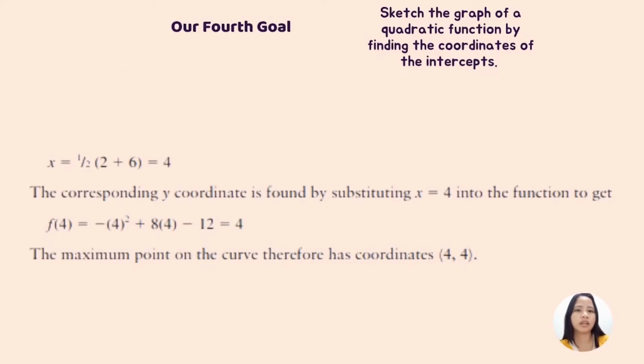The corresponding y-coordinate is found by substituting x equal to 4 into the function to get f(4) is equal to negative 4 squared plus 8 times 4 minus 12, which is equal to 4. The maximum point of the curve therefore has coordinates (4, 4).